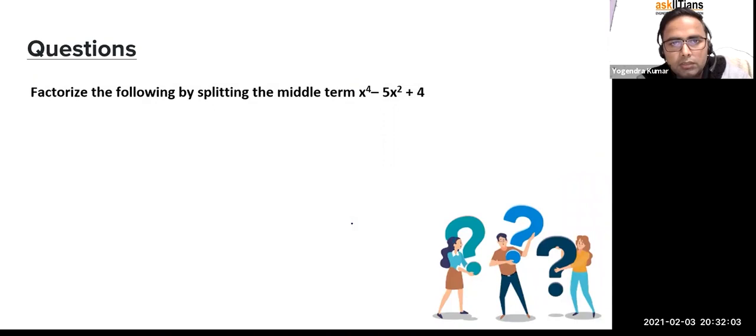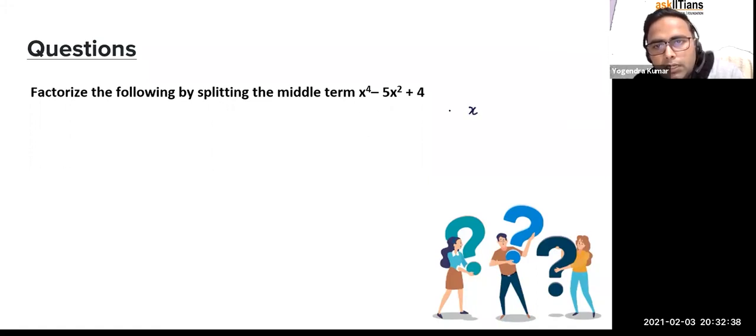Factorize the following by splitting the middle term method. Now it doesn't look like a quadratic equation, so how can we do the splitting middle term method? I said in the previous lecture that we use the splitting middle term method for quadratic polynomials only, but this is a 4-degree polynomial, since the power is 4. We call it biquadratic, because x power 4 is there, then x square is there. But it can be converted.